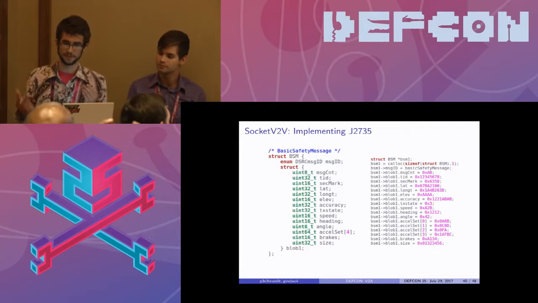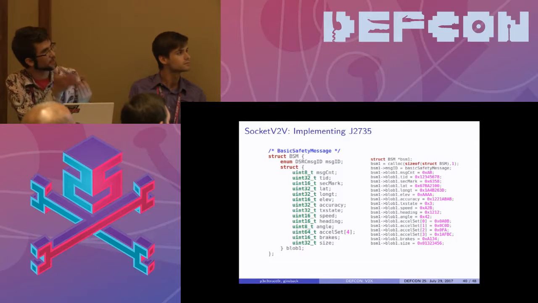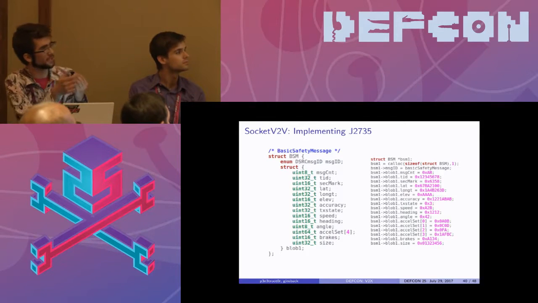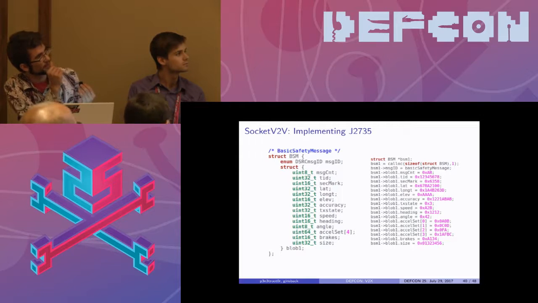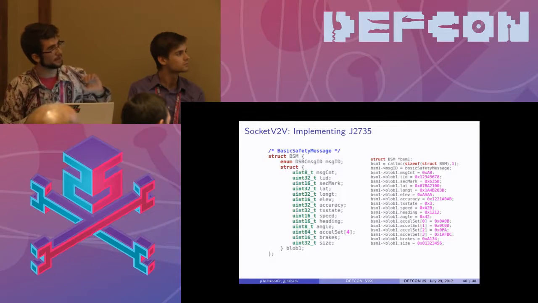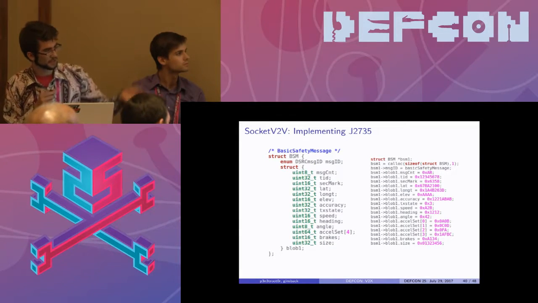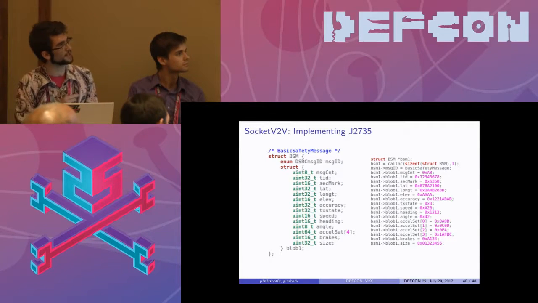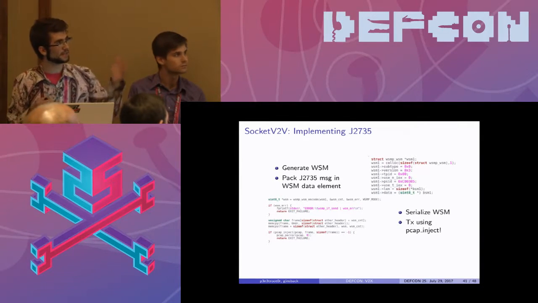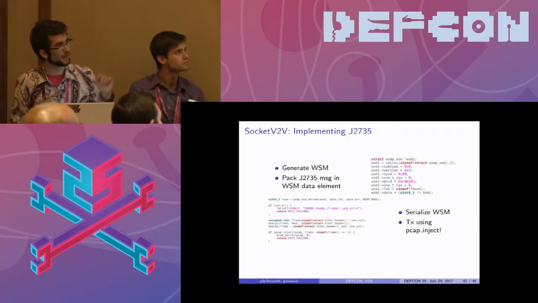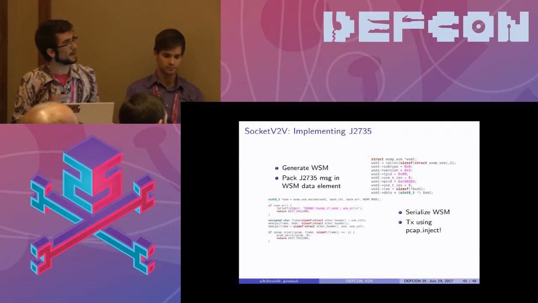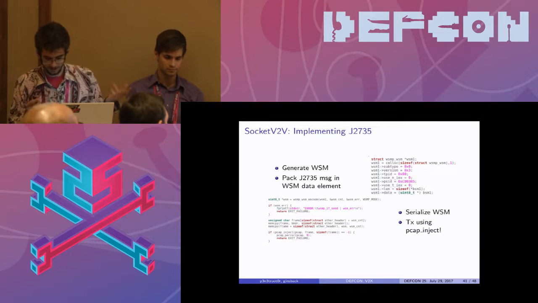So then J2735 is analogously easy to implement. We pulled some specification from the broken ASN.1 file as J2735 provided. Here's the struct, say, for one of the messages, the basic safety message, which is one that most compatibility has been added for. We fill each of the fields with data elements that are within the accepted range as specified by the standard. And then we take one of the structs that Nick just described, fill it up with data, pack the basic safety message into the data field, serialize it using an encoding function that we wrote, and then dispatch it to the wireless interface using PCAP inject.